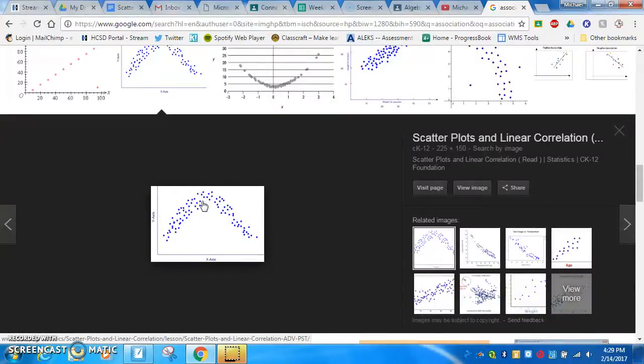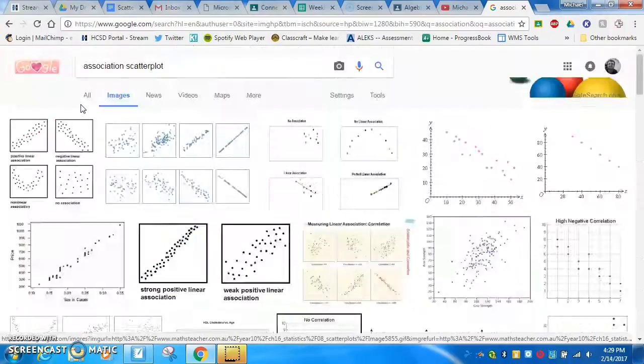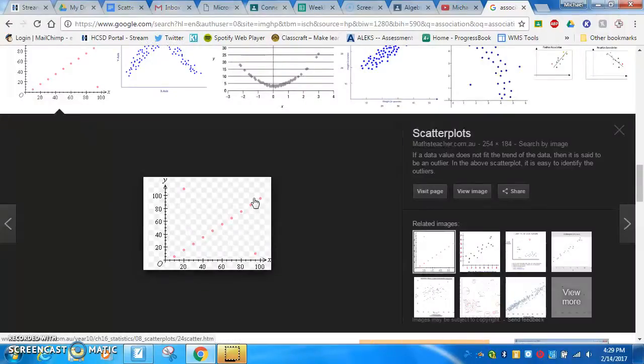Again, clearly there's a pattern to it. It's just not linear. Whereas this, definitely a linear pattern to it, even though there's a couple outliers here. Definitely positive association. Hopefully you know that. That's probably the easiest section on this test, as well as this quiz review. Hopefully that helps you out.